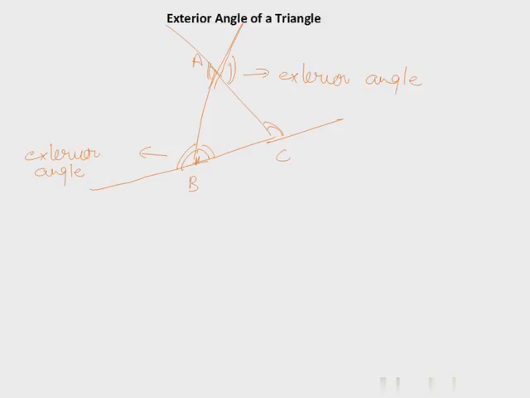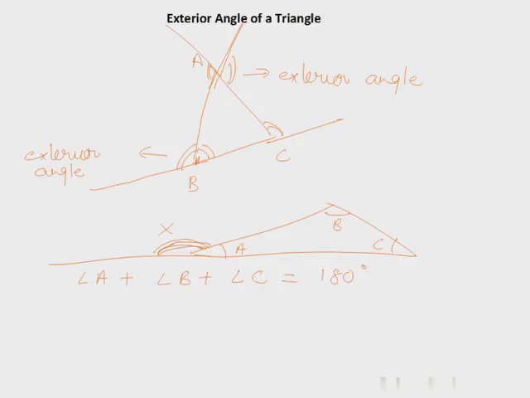Why is this relevant? Let's look at our triangle again. So here's my angle A, B, C. And here's my exterior angle to angle A. Let's call it X. I know that angle A plus angle B plus angle C is 180 degrees. We just proved it earlier. Since this is a straight line, I also know that angle A plus angle X is equal to 180 degrees. X being the exterior angle of angle A.